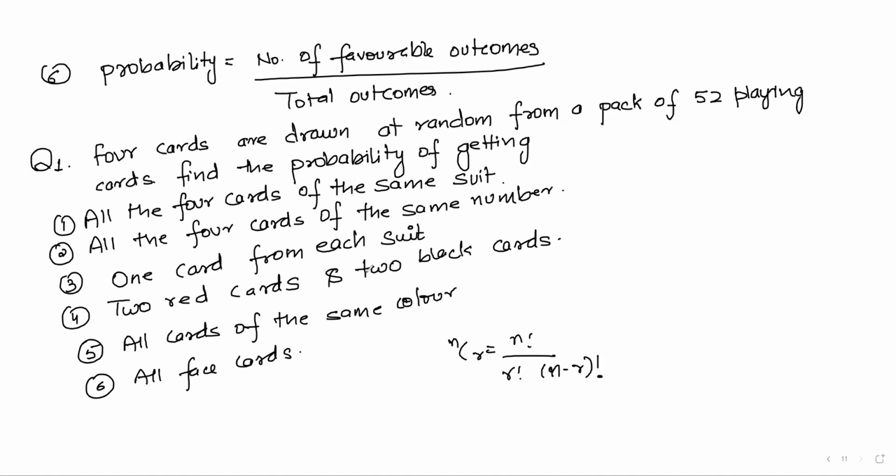Please try this question and tell me the answer in combination form. Complete solving, I know calculation aap kar sakte. Just tell me the answer in the form of combination. Tell me one by one. So 13C4 upon 52C4. All four cards from the same group. Same group means same type. So your answer is 13C4 by 52C4. But this is an incomplete answer. Please try this again.